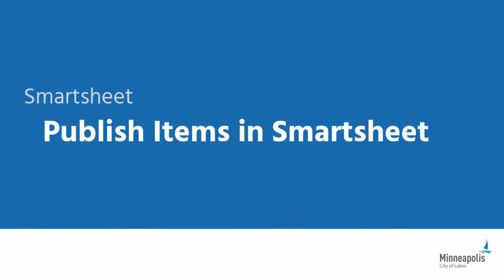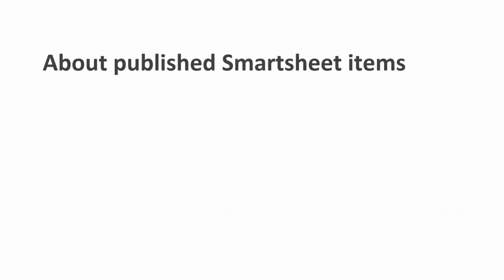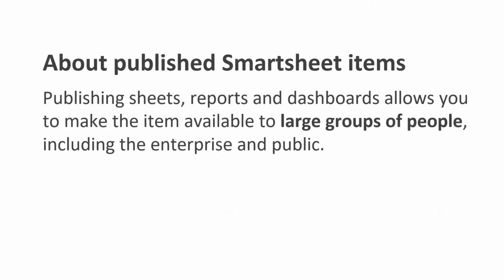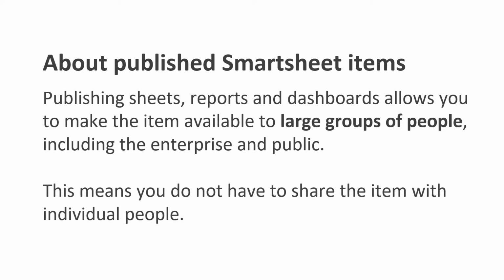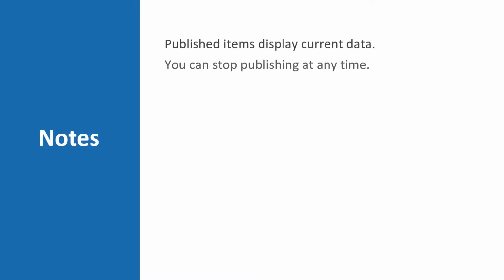In this video, we'll look at how to publish items in Smartsheet. Publishing sheets, reports, and dashboards allows you to make the item available to large groups of people, including the enterprise and public. This means you do not have to share the item with individual people. It's important to note that published items display current data, and you can stop publishing at any time.